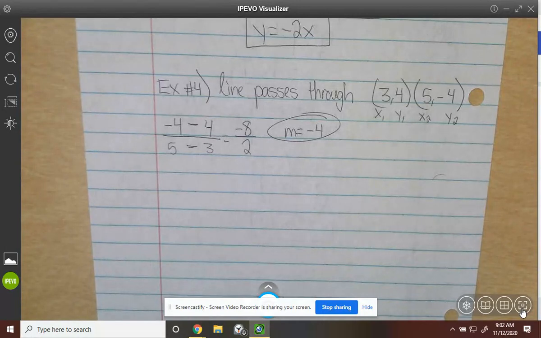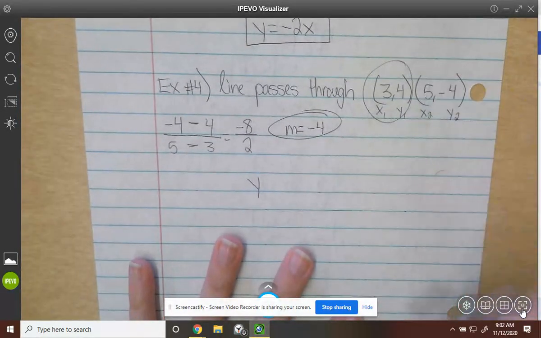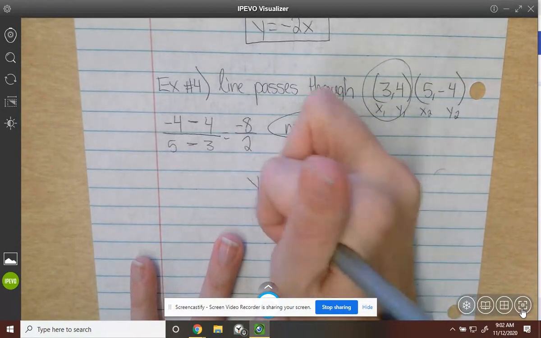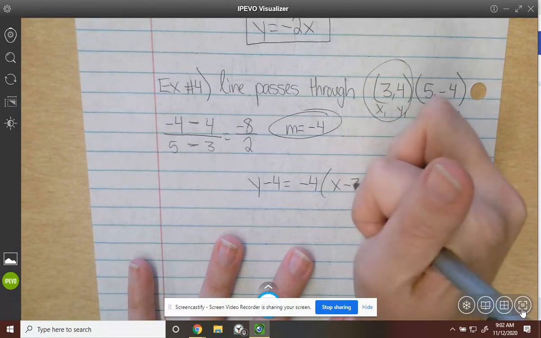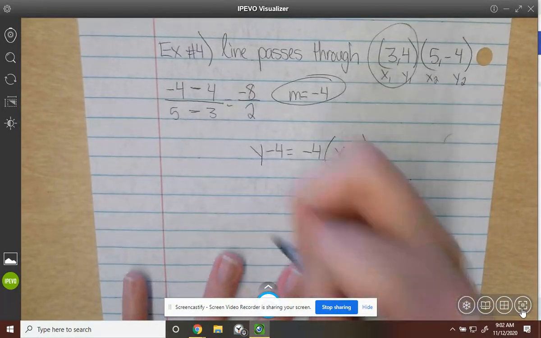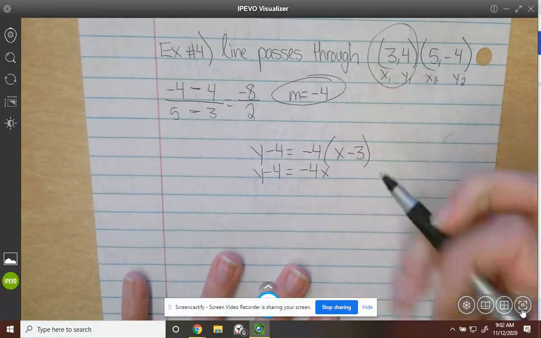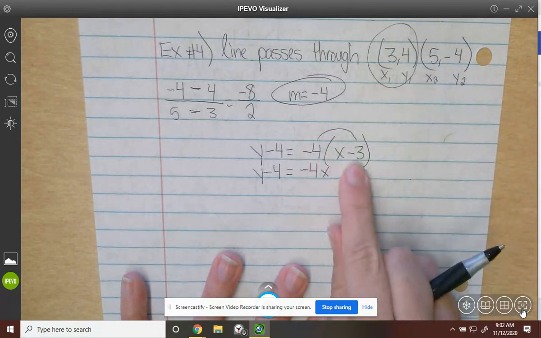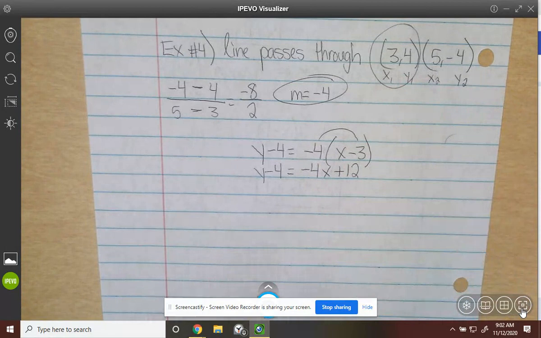Okay, hopefully you paused it. y, I'm going to pick this point just because it's smaller. y minus 4 equals -4 times x minus 3. So y minus 4, -4x. This is where people always mess up. 2 negatives, whenever I'm multiplying, make a positive. So that would be a plus 12.